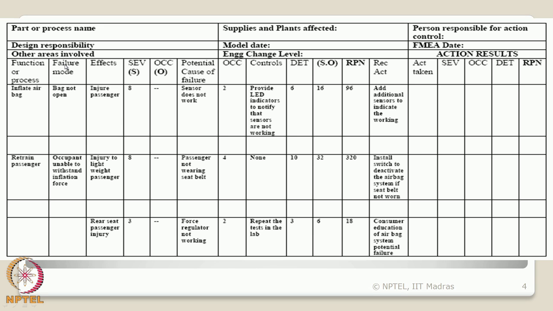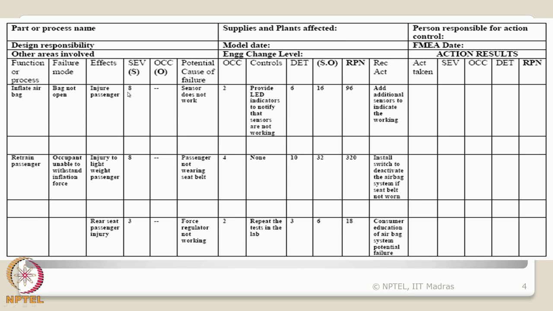The failure mode: we have already seen about 6 failure modes for this problem in the last lecture. Let us pick up one such failure mode, bag does not open. Let us say the bag does not inflate at all. The effect could be that it may injure the passenger.